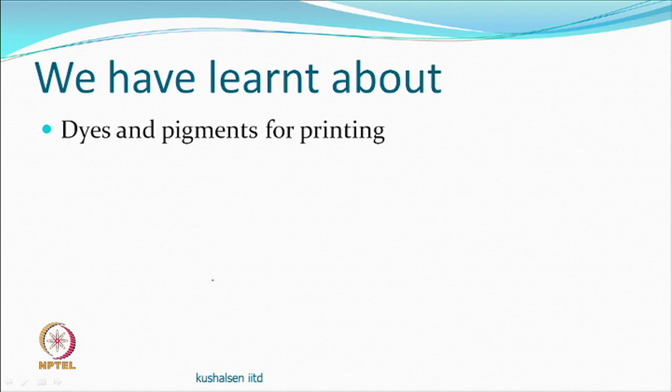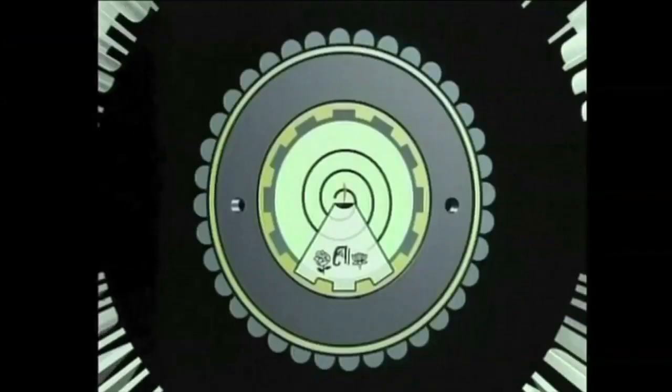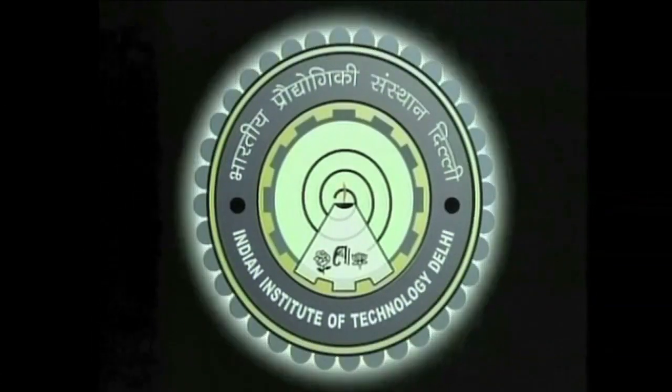So, today we stop here. We have learned something about dyes and pigments that can be used for printing textiles, different kinds. Next time we will see whether we talk more about thickening agents and things, before we take some other topic. Thank you.